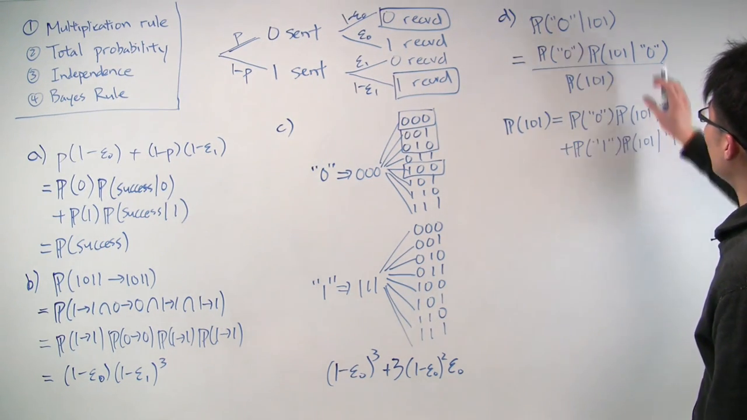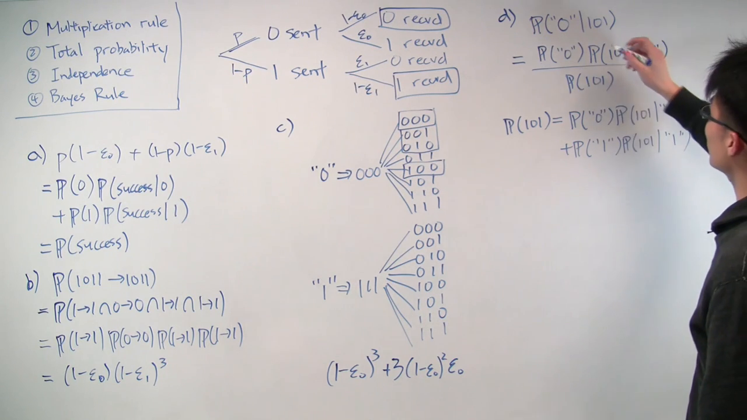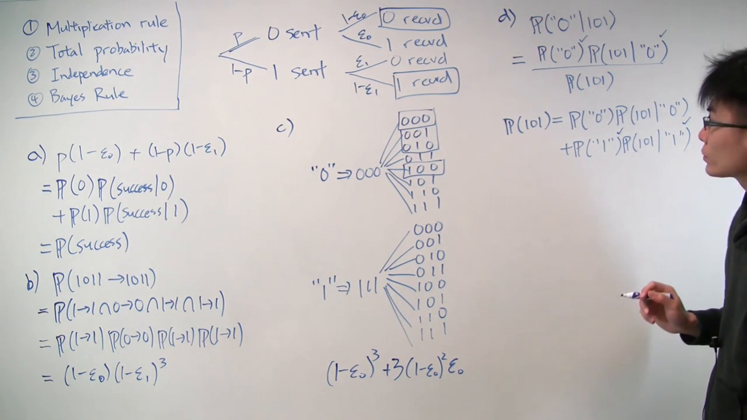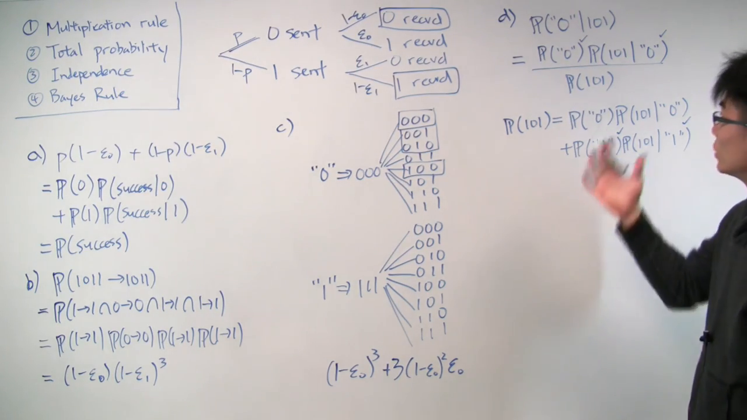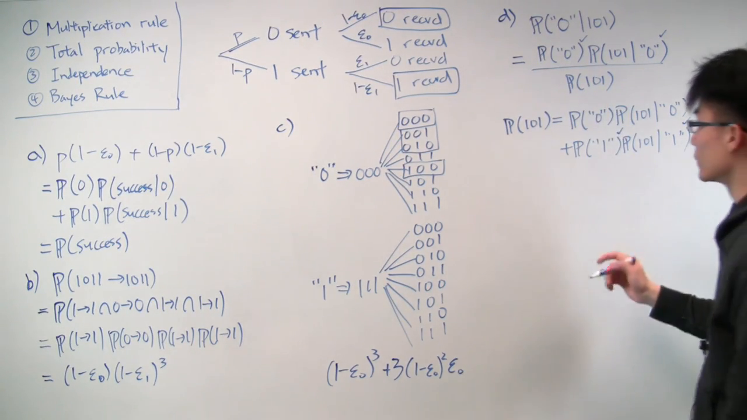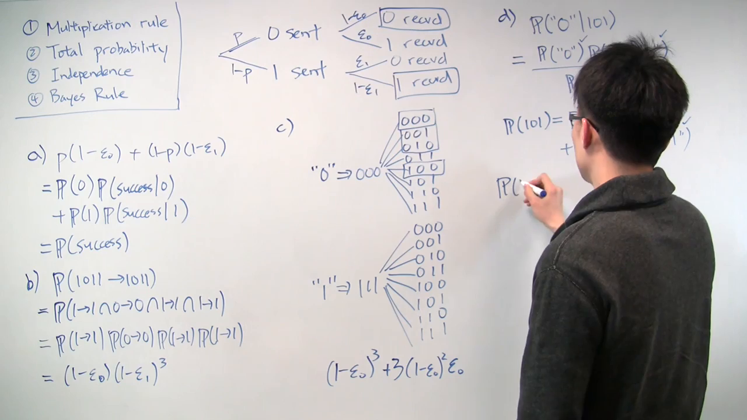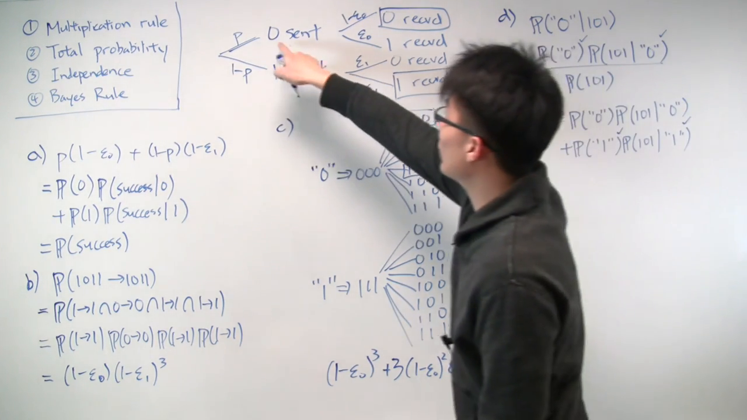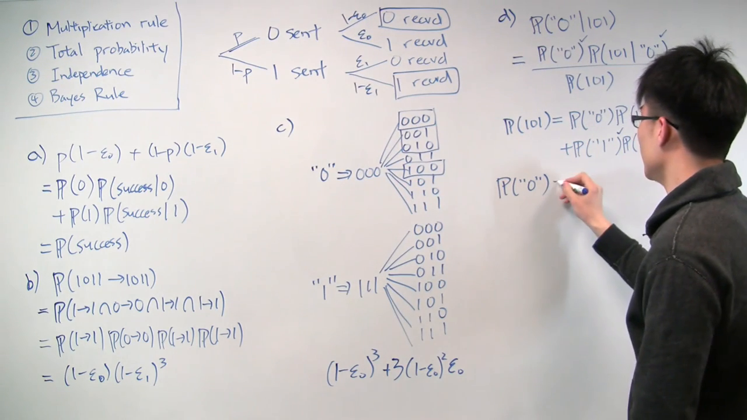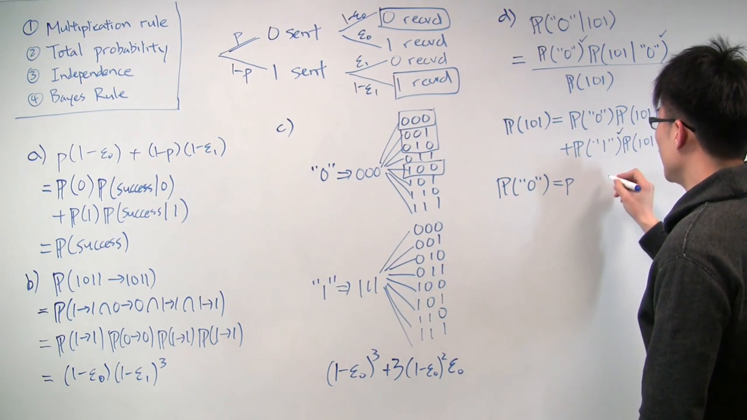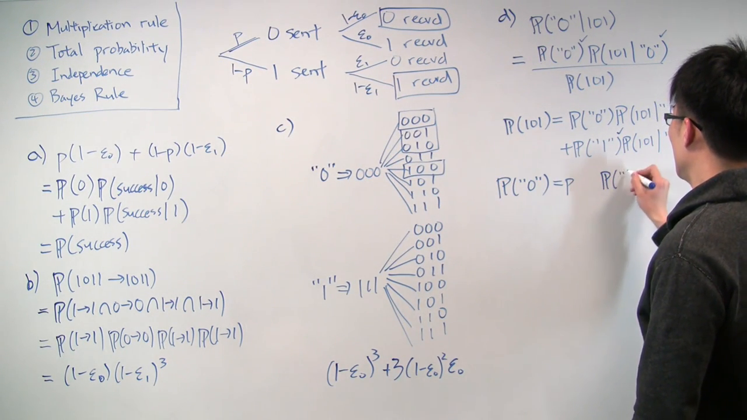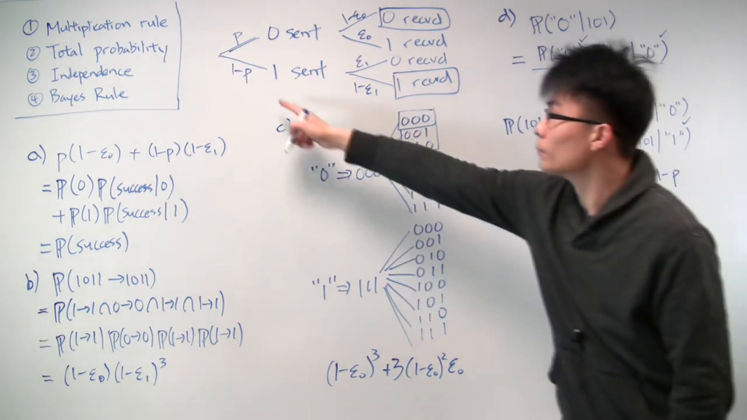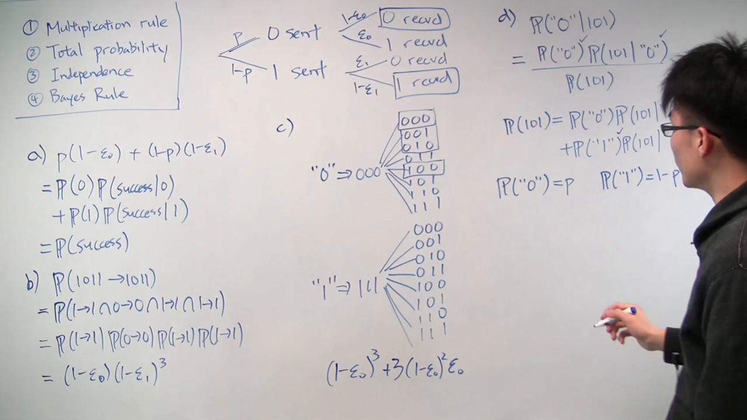So if you put these pieces together, really what we need is just these 4 terms. Once we have those 4 terms, we can just plug them into this equation and we'll have our answer. Let's figure out what those 4 terms are. The probability of a 0 being sent, we said that earlier, is just p. And the probability of 1 being sent is 1 minus p. That's just from the model that we're given in the problem.